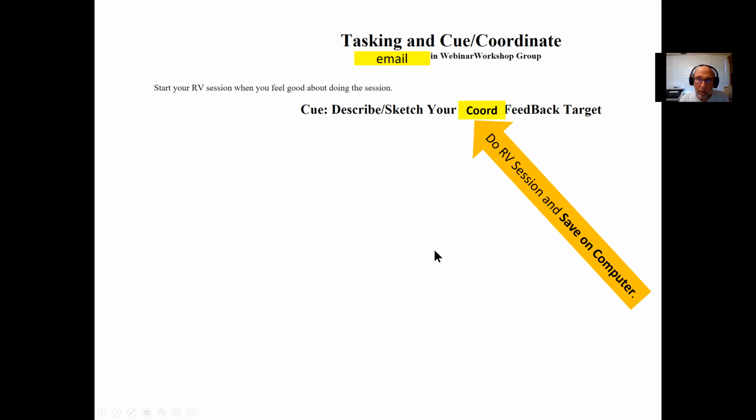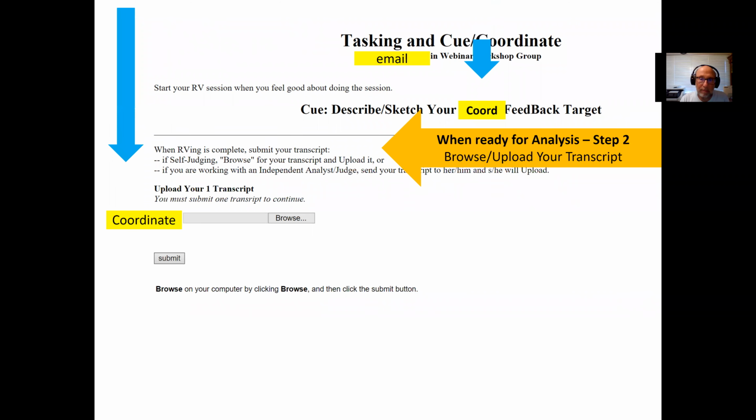Now your transcript is done, and the rest of this page has more information on it, because from here you can now also, with this coordinate and with your transcript, you're ready to do your analysis and judging. And here is where you will upload your transcript to our server.